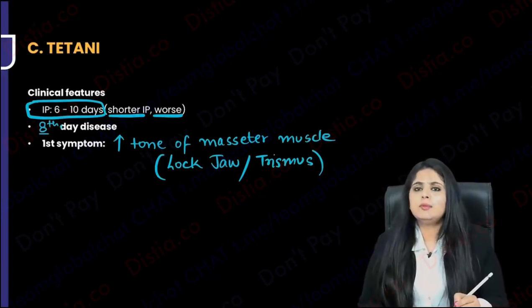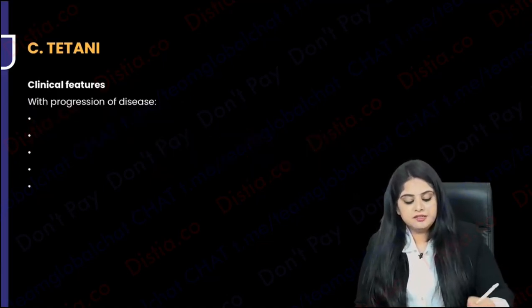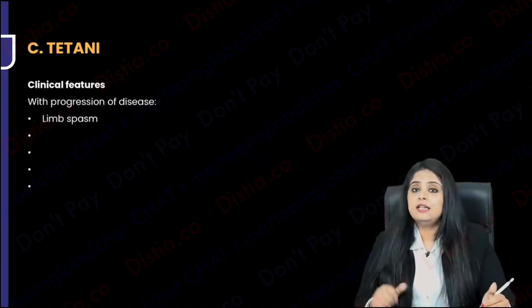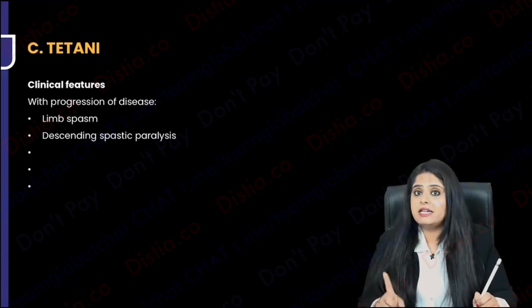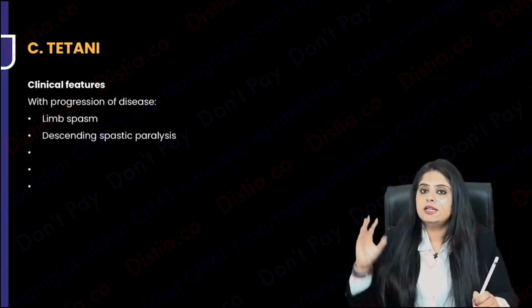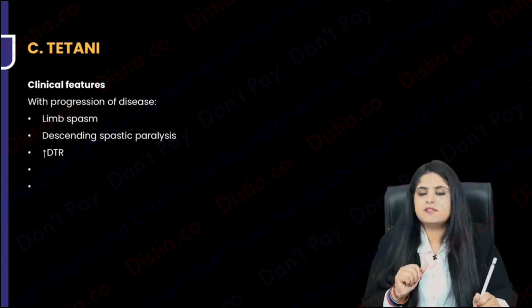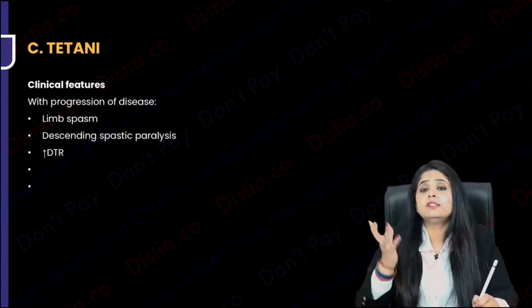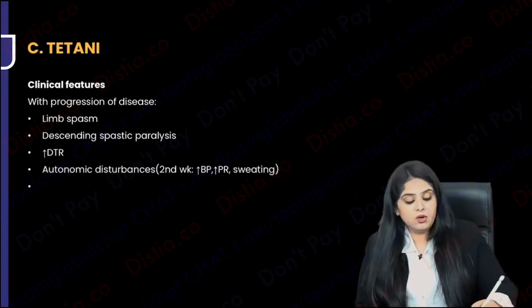After that, what are the complications? Now everything will be spastic. That is how you need to learn. As the disease will progress, you will say that the limbs spasm. Everywhere the word spasm will come. Which kind of paralysis? Descending spastic paralysis. Everywhere spasm. The masseter spasm. Limbs spasm. Paralysis, spastic paralysis. What do you think will happen to the reflexes? Deep tendon reflexes. Obviously, they'll get exaggerated. There's exaggerated deep tendon reflexes. But all of this was okay.